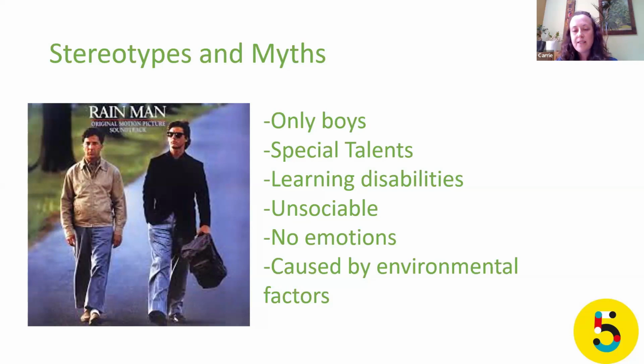Another thing, which is almost slightly conflicting to the one before, is the idea that all autistic people have learning disabilities. Now, it's thought that around 1 in 4 autistic people also have learning disabilities, but that obviously leaves a high percentage of autistic people who don't have a learning disability co-occurring with their autism. So it's really important not to fall into those different assumptions.